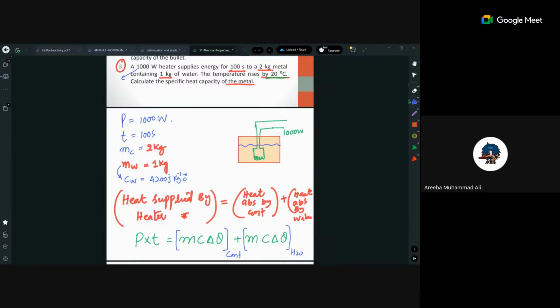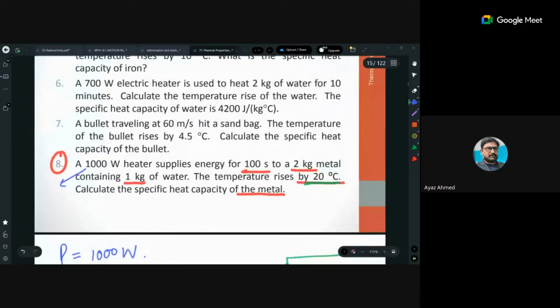Sir, could you answer question 7? I was able to solve the others on my own, but question 7 confused me. Some information was not available in it. A bullet is traveling at a speed of 60 meters per second and hits a sandbag. The temperature of the bullet rises by 4.5 degrees centigrade. Calculate the specific heat capacity of the bullet. So here, all of the kinetic energy is converted into heat energy. You will use half mv square is equals to mc delta theta.